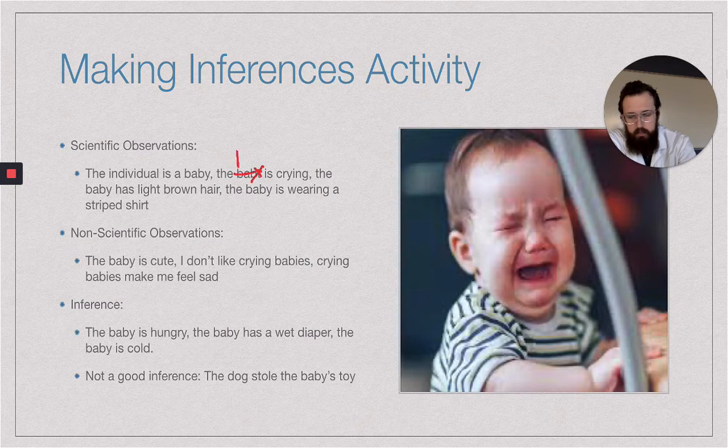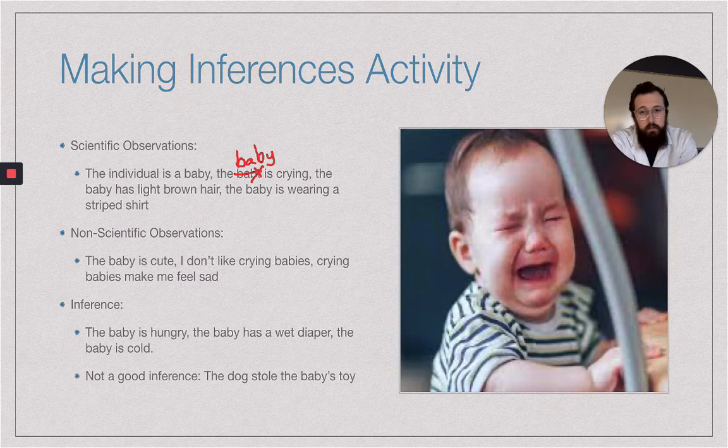So that is supposed to say baby. The baby is crying. The baby has light brown hair. The baby is wearing a striped shirt. I'm using my visual sense, my eyes, to describe what I see in the picture. And those are scientific observations.